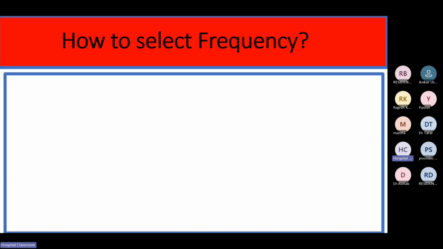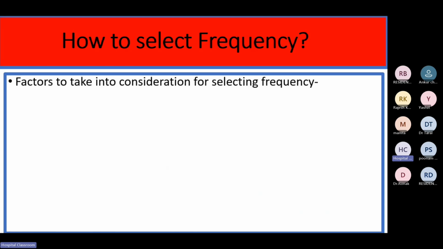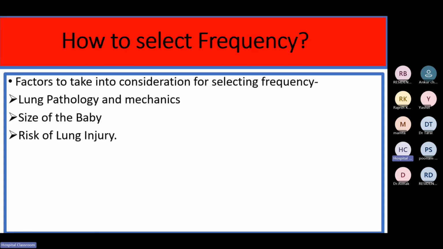Then how to decide the frequency? You cannot start with the same frequency for all the babies. There are many factors to take into consideration while selecting the frequency: the lung pathology and mechanics, the size of the baby, and the risk of lung injury. To give you a rough idea, the bigger the baby, the lower the frequency we use. If I have a term baby, I will use a little lesser frequency. If I have a preterm baby with RDS, the frequency used will be a little higher. Similarly, if there is a higher risk of lung injury, I will use a higher frequency, and if there is a lower risk of lung injury, I will use a lower frequency.